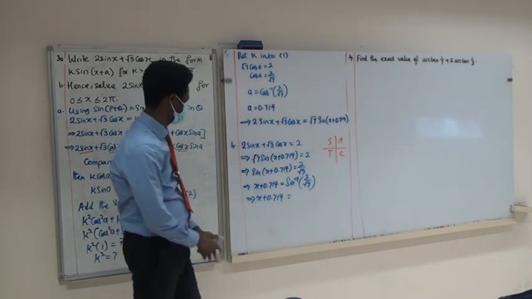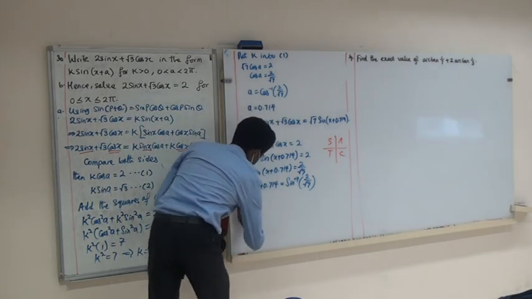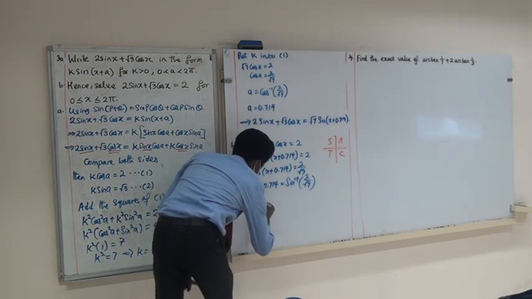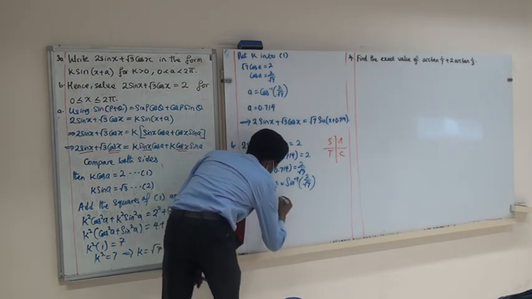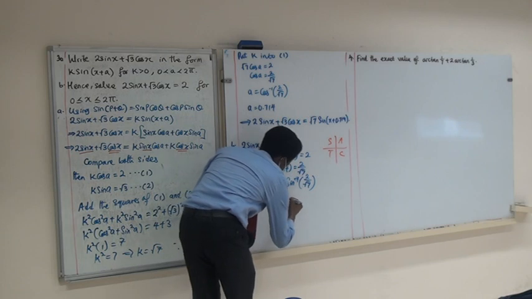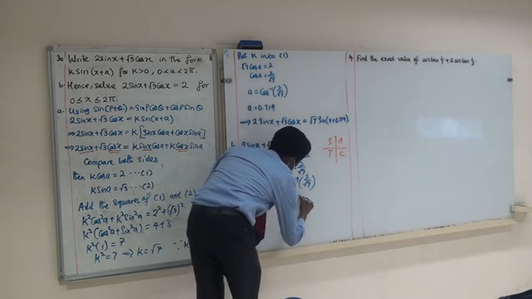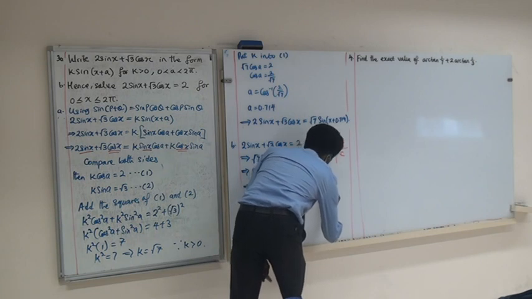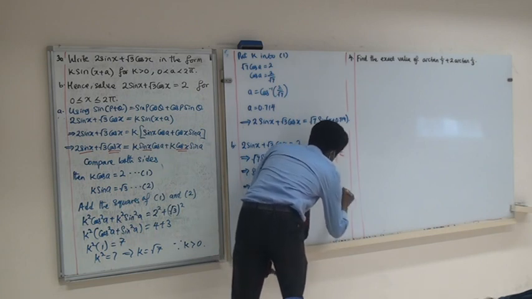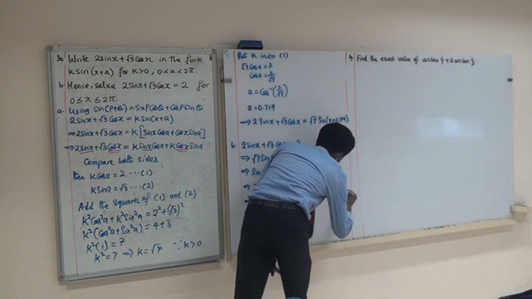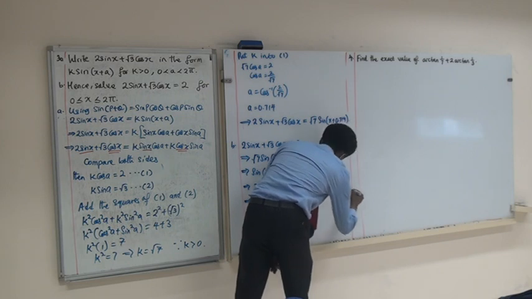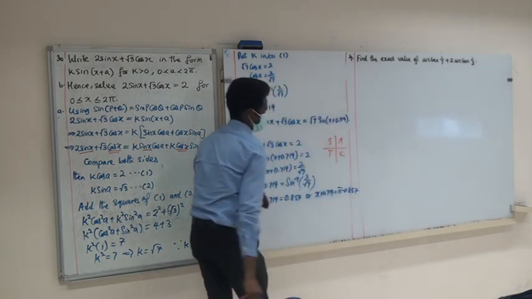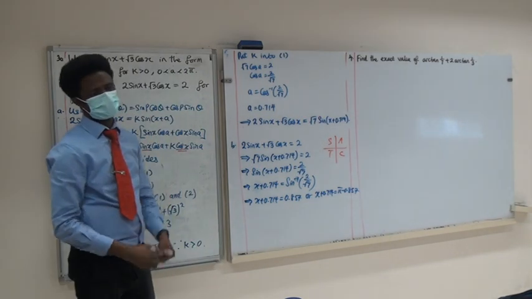I'll tell you why. Just give me what you see. x plus 0.714 is equal to what? 0.857. 0.857, or the same x plus 0.714 is equal to pi minus 0.857. That's sine. Can you see?